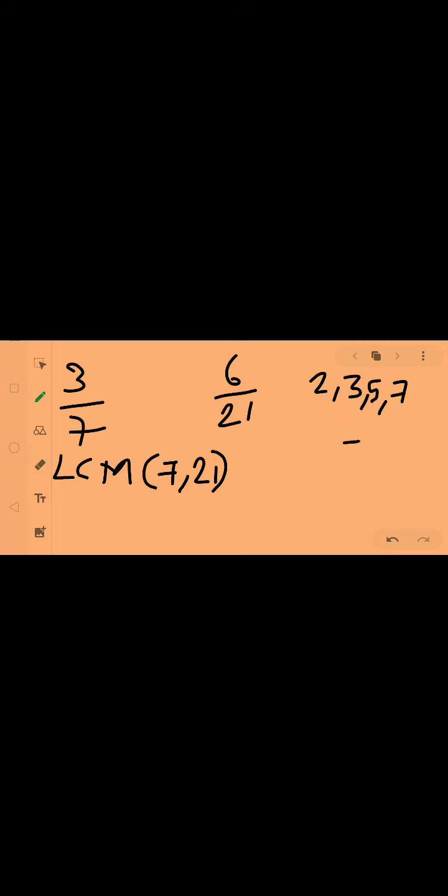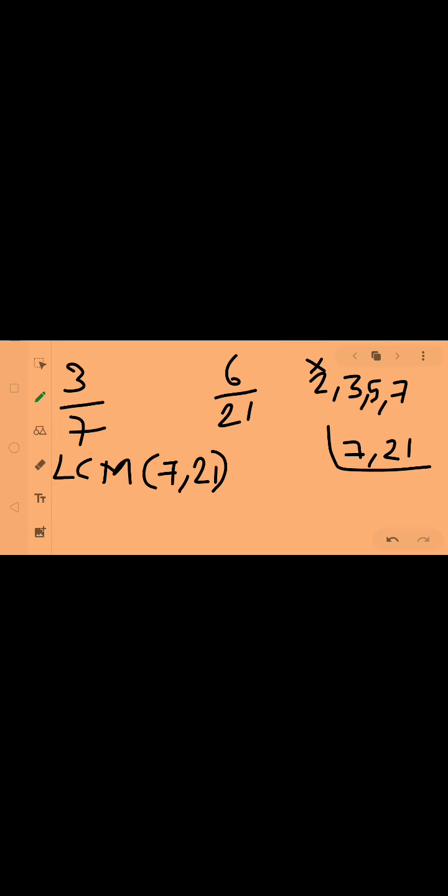7 and 21, division symbol. First we always start with the smallest prime number. Here 7 is not divisible by 2. Both 7 and 21 are not divisible by 2. So it's not possible with the first prime number.